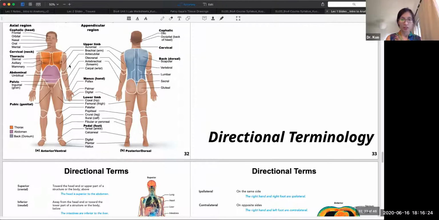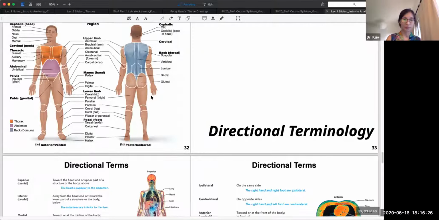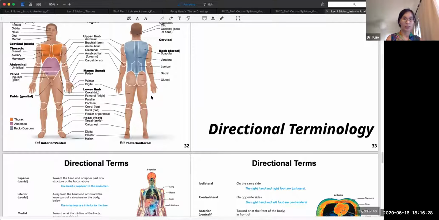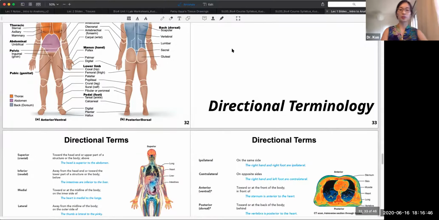Now, directional terminology. These are terms that are used to describe where a structure is relative to another. Superior is in that direction. Inferior is opposite of that, lower, right?